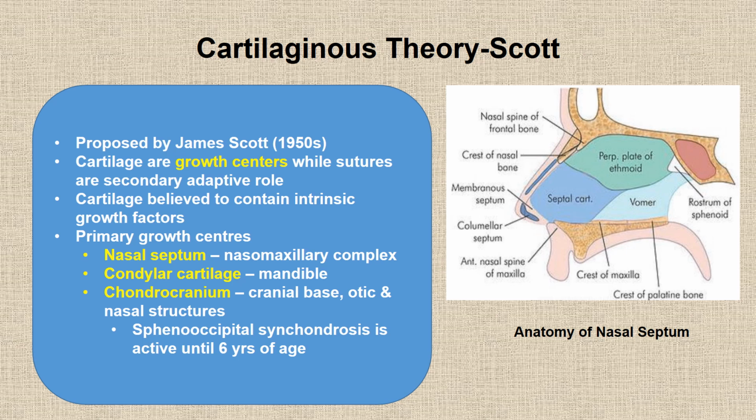The next theory is known as the cartilaginous theory, and this was put forward by James Scott. He believed that cartilages are growth centers while sutures have a secondary adaptive role. Cartilages are believed to contain intrinsic growth factors. The primary growth centers as far as cartilage is concerned are the nasal septum, which has an effect on the nasomaxillary complex, the condylar cartilage, which has an effect on the mandible, and the chondrocranium, which has an effect on the cranial base, otic, and nasal structures.